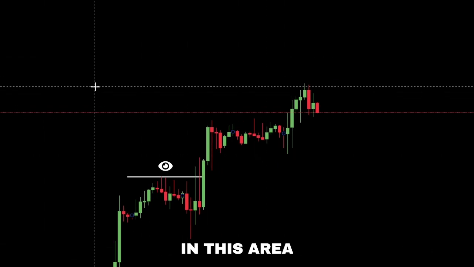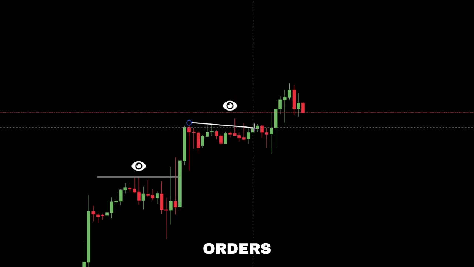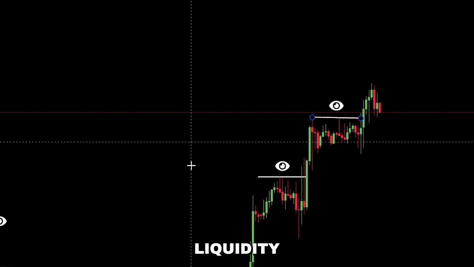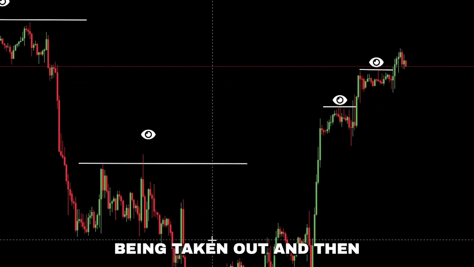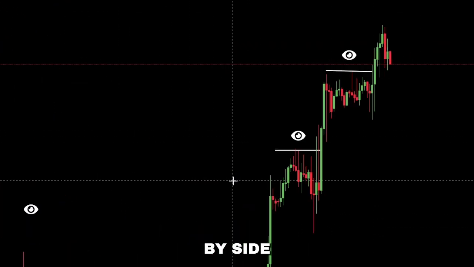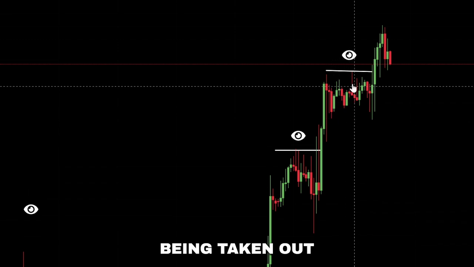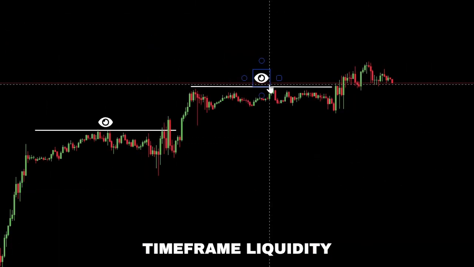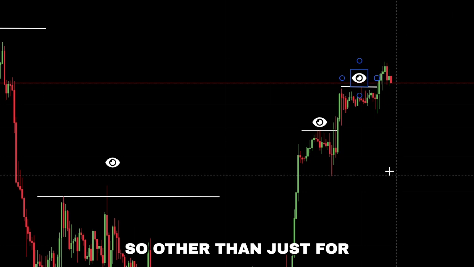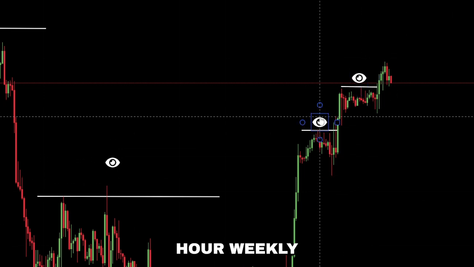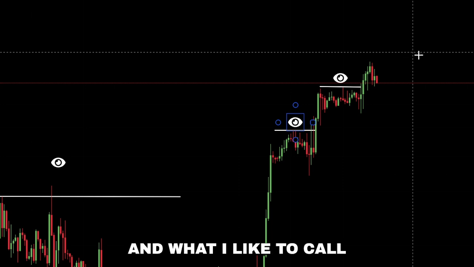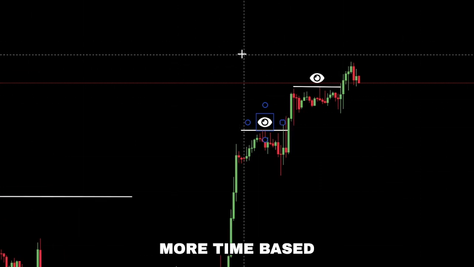The same thing happened in this area. Price accumulates orders and then goes higher and runs that liquidity. So we have sell side liquidity being taken out, and then buy side liquidity being taken out within this uptrend on this higher time frame liquidity. So other than just 4 hour, 1 hour, weekly levels of liquidity, we also have lower time frame and what I like to call more time-based liquidity.